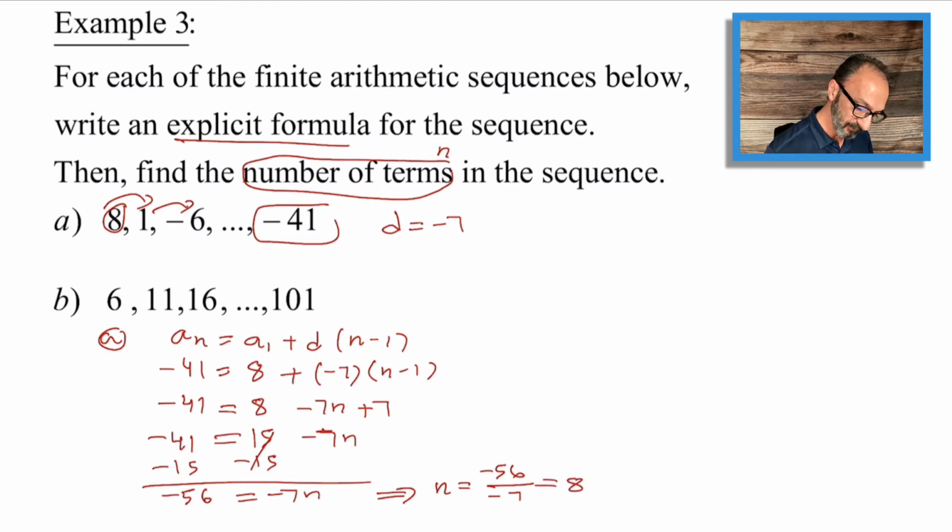So the formula is right there. A sub n equals a sub 1, which is 8, plus d multiplied by n minus 1. And to find the number of terms, that is 8.